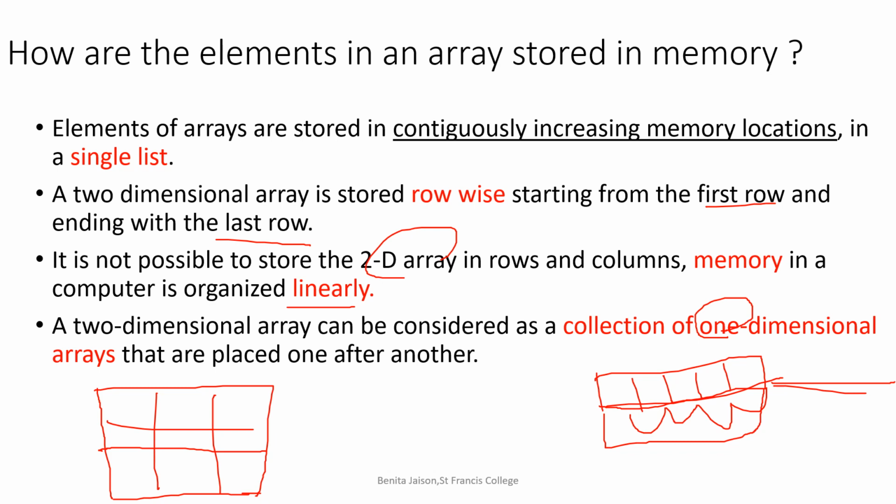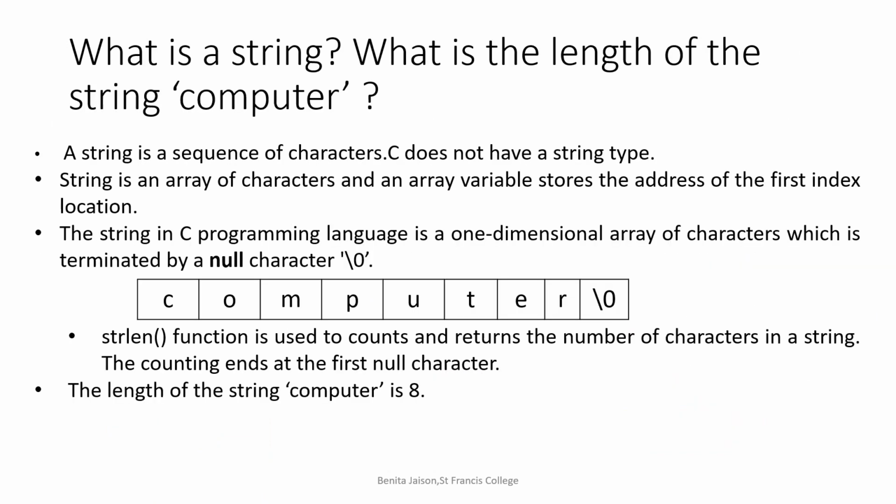This point should be there. It is a collection of one-dimensional arrays that are placed one after the other. So it is opposite to what we imagine. It is not placed in memory in the form of a matrix. It is a collection of one-dimensional arrays. So if it is a two-dimensional array, or you can write it for any dimension, a multi-dimensional array also, it is a collection of one-dimensional arrays.